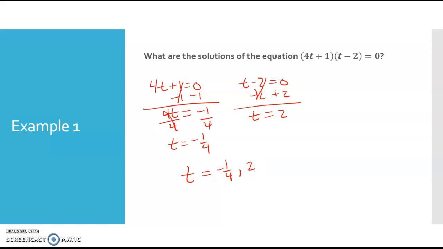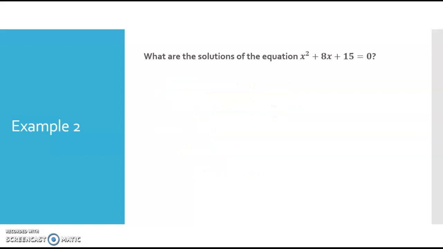And yes, it's -1/4 or 2, but when we give our answers, this is why it's important to delineate whether you have parentheses around it. Parentheses around it means it's a point x comma y. These are both t values, that's why there's no parentheses. They are both solutions.